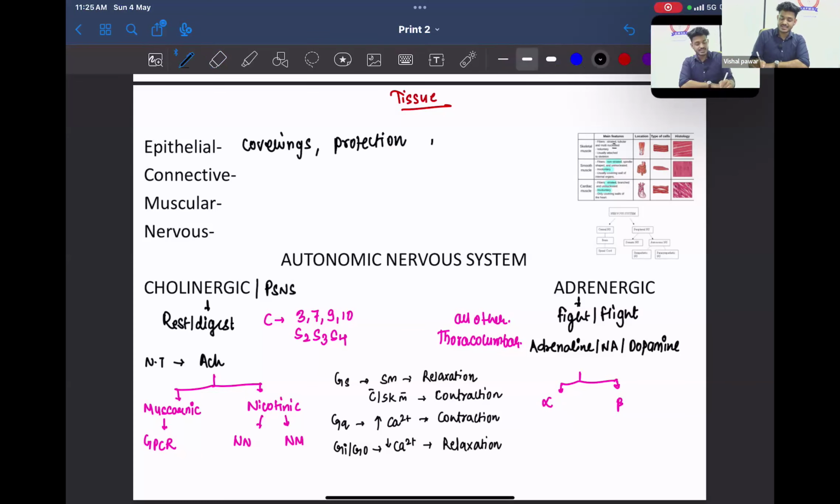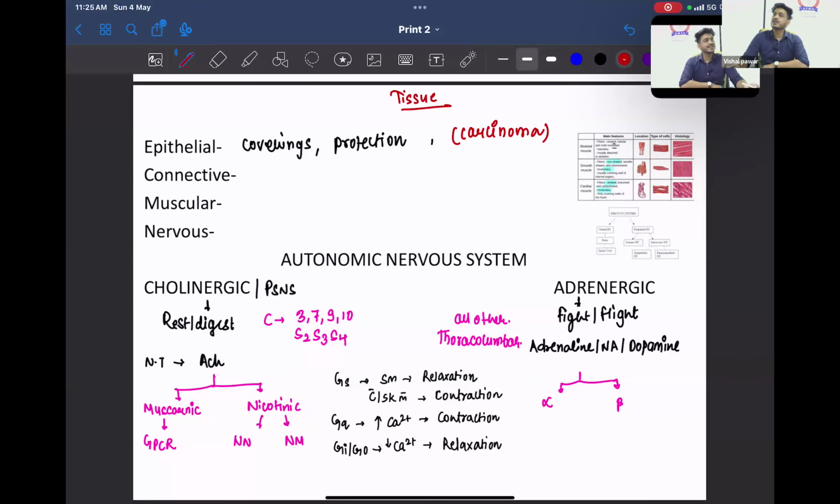Cancer of these cells is considered to be carcinoma. Whenever you have a cancer of epithelial cells, this is considered to be carcinoma. Now we understand what carcinoma is. Carcinoma is the cancer of epithelial cells.